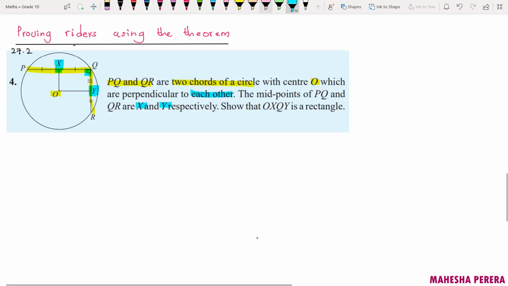Show that OXQY is a rectangle. Right. Now they have joined the lines OX, right, and OY. So this figure should be a rectangle. So we should prove that this shape is a rectangle.